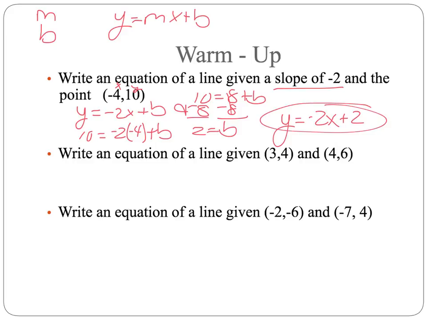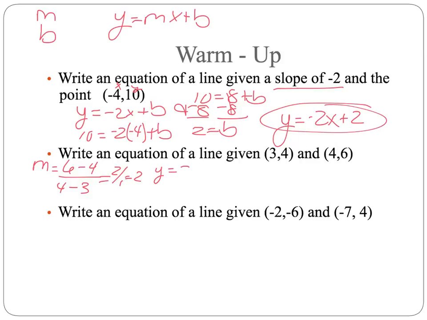Next one, write an equation given those 2 points. This time you're not given your slope or your y-intercept, so we need to find our slope first. Y minus y over x minus x. 6 minus 4 over 4 minus 3. That's 2 over 1, or a slope of 2.